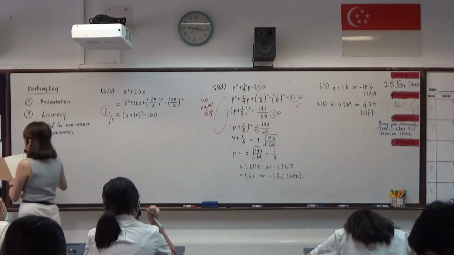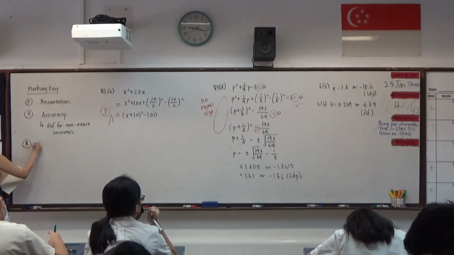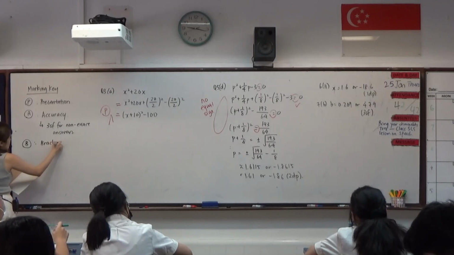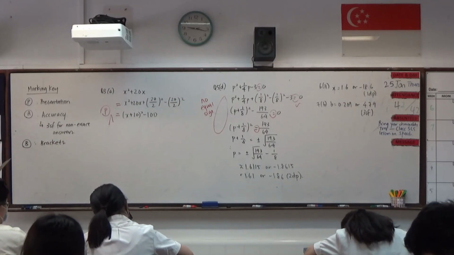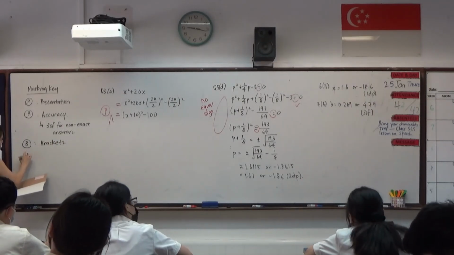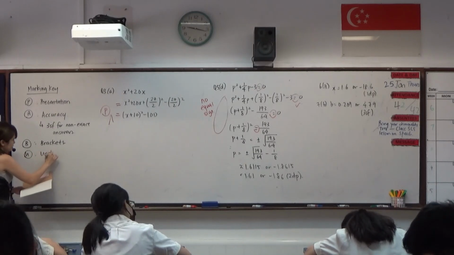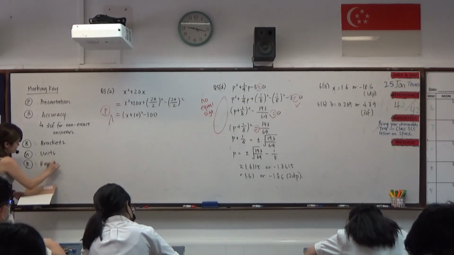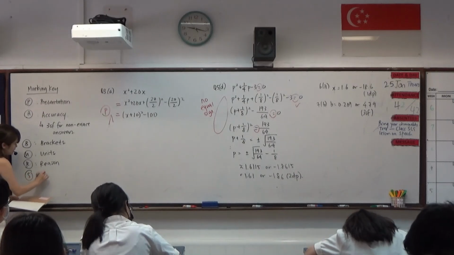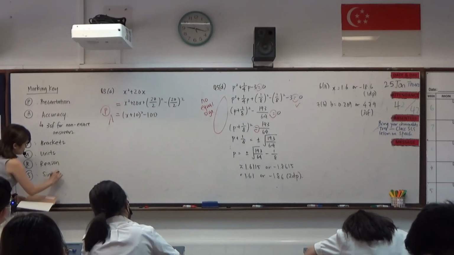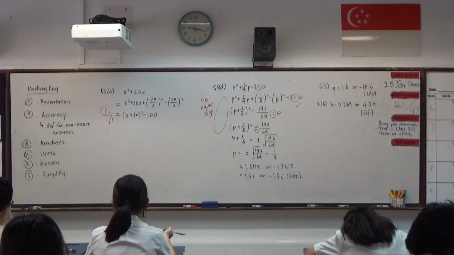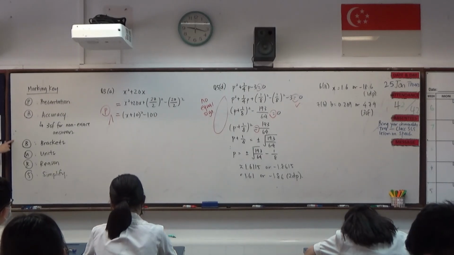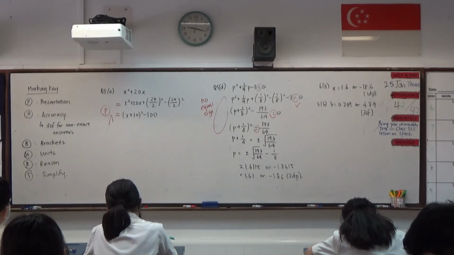Other things: B represents brackets. Some of you have missing brackets. And then, in general, U for units. R for reason. I have not yet used all this. And S for simplify. So these things have not yet been seen in this piece of homework.